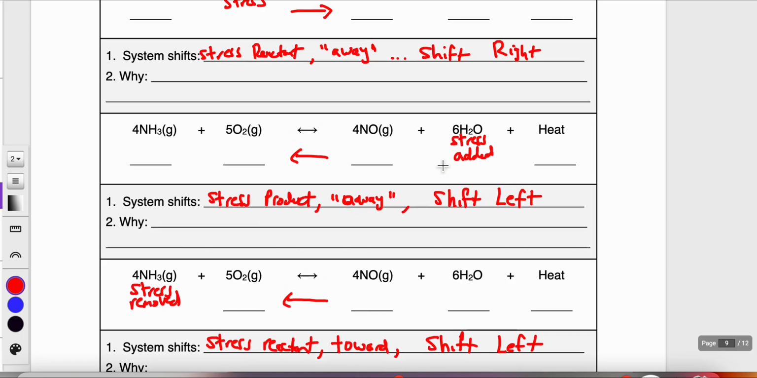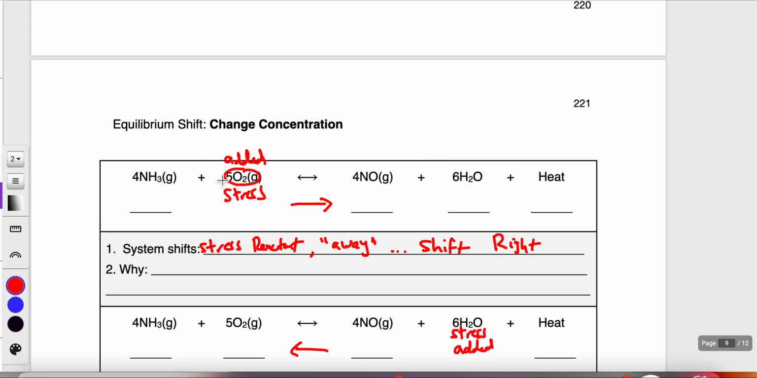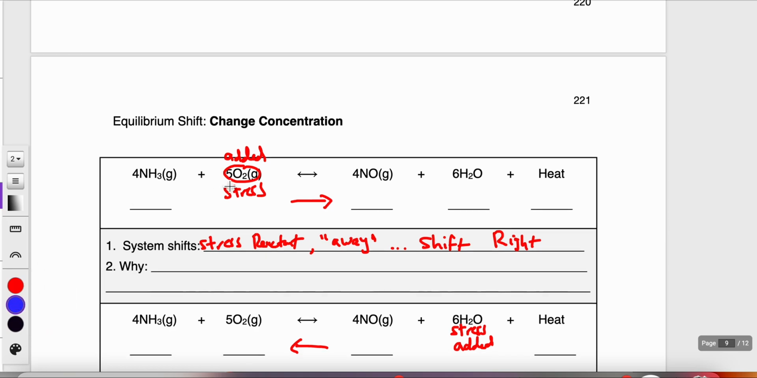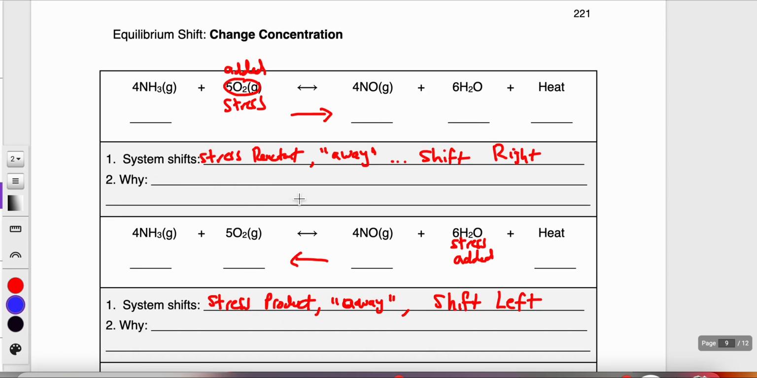So first be able to identify where the stress is in the reaction. If the stress is an addition or a removal, something's been increased or decreased, first identify the direction of the shift. That's your first job. The second job is sometimes to figure out, as the system is shifting to the right or to the left, what are the changes that occur? Like, why does it happen? So when we take a look at the first one, let's write down some reasons why.